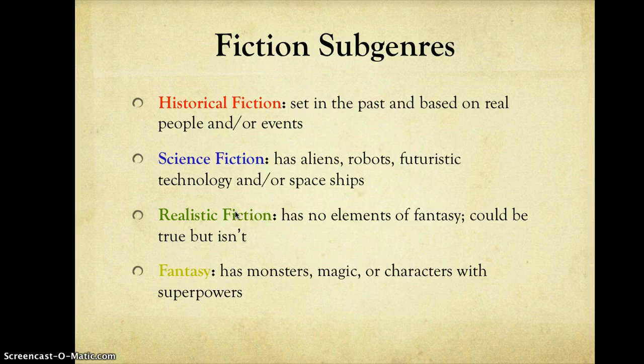Fictional subgenres include historical fiction. So this is fiction that's set in the past and is based on real people and or events, but it's still made up and imaginary. Science fiction usually has things like aliens or robots or some sort of futuristic technology, spaceships. All these fictional categories still follow very similar constructs. You will typically have some sort of problems and all these events that happen and solutions at the end, but they just take a different bend.